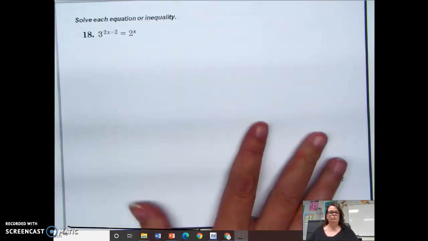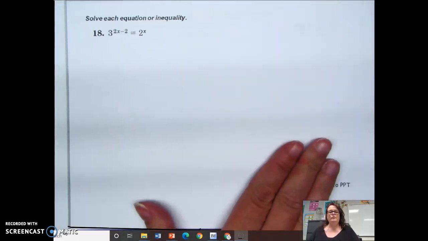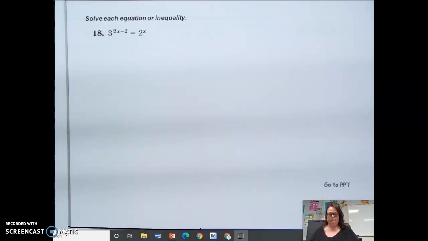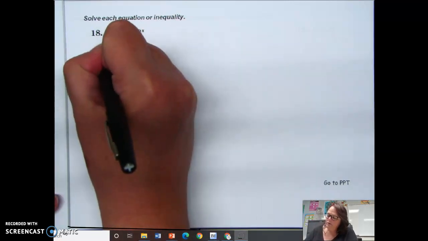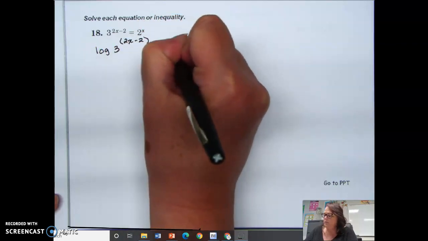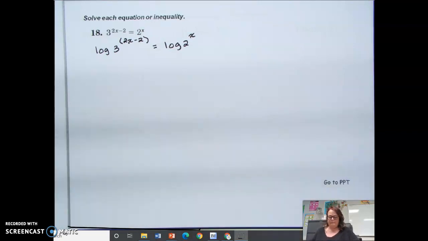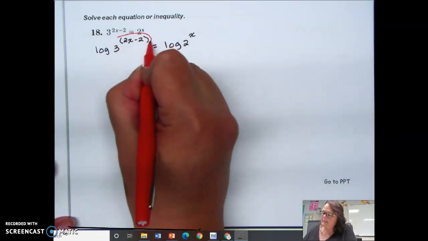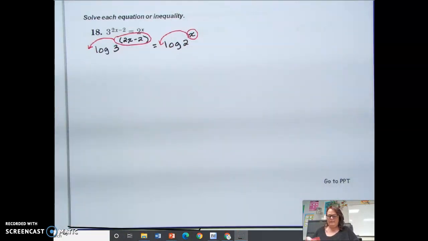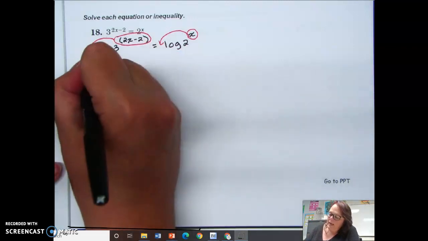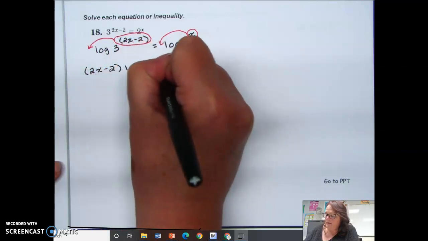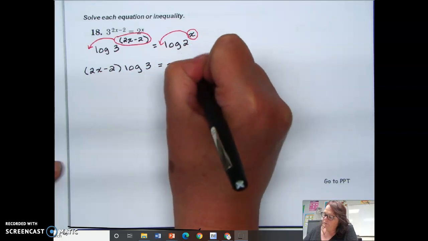So take a moment to pause your video and see if you could at least get the first 2 steps down to where x is no longer the exponent. So if we take the log of both sides, we have the log of 3 to the power of 2x minus 2 is equal to the log of 2 to the x power. So then my power rule says I can take the entire exponent and bring it to the front. And so now I have 2x minus 2 times the log of 3 is equal to x log of 2.